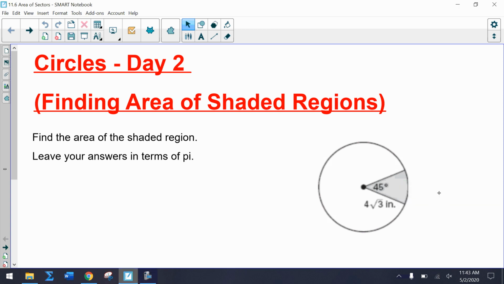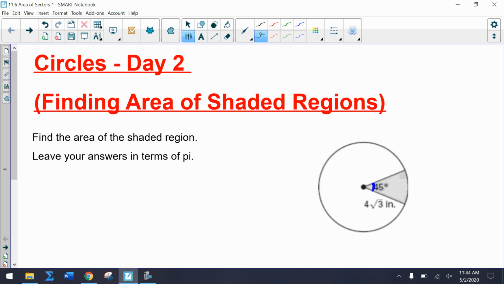So today we're going to practice how to find the area of shaded regions within circles and then dive into a bit more challenging diagrams to find shaded regions. But if we're looking at this circle, we want to find the area of that shaded region. And we see that that angle in the center is 45 degrees.